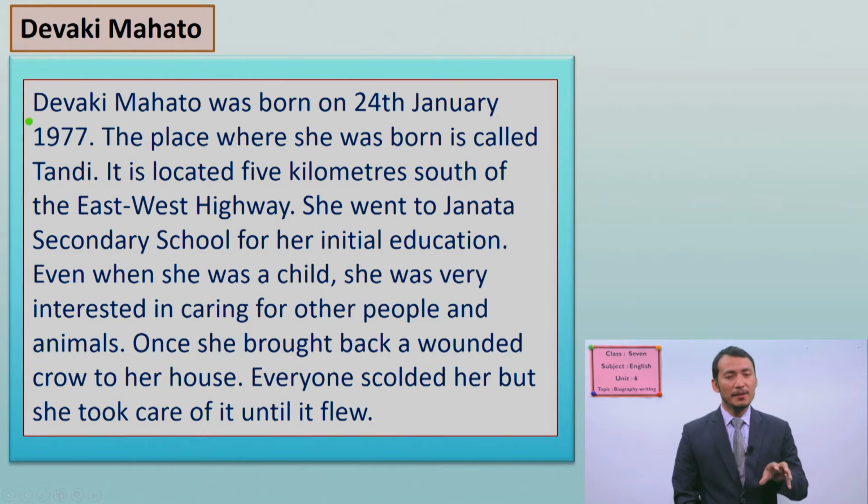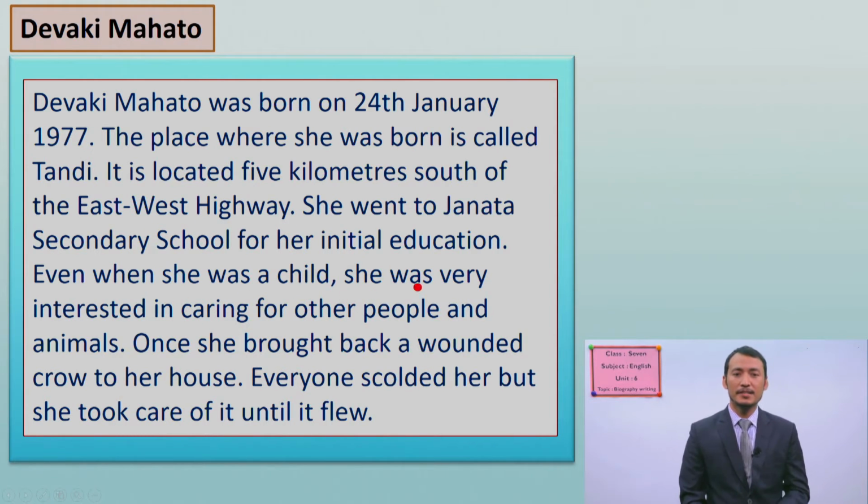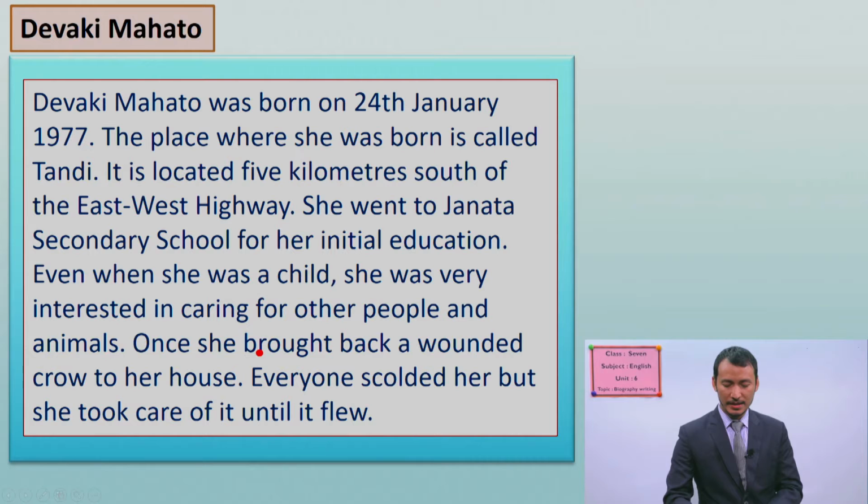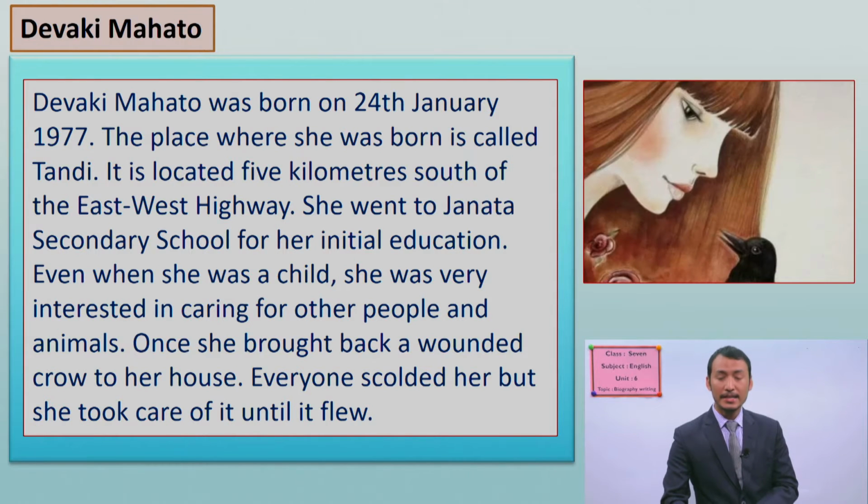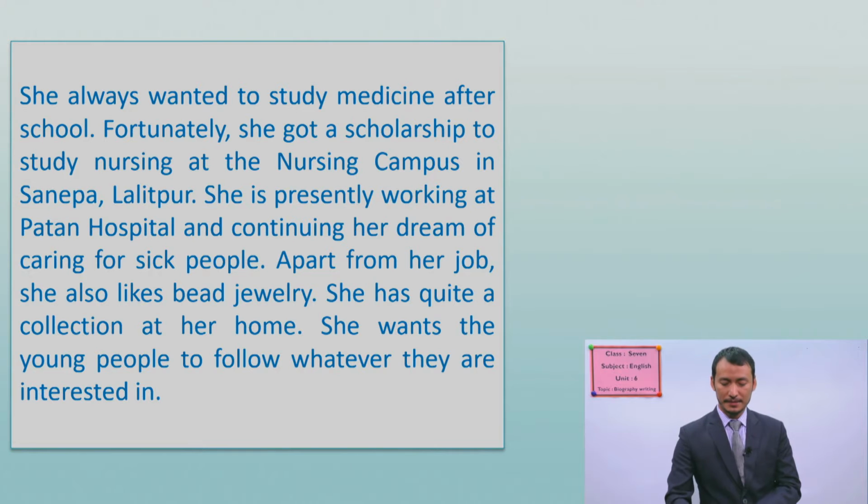Well, students, we find the information about the person, like the name of the person here, and date of birth, and the place of birth, and her study, her school, and we find her interest or childhood memories here. So these are the information that we get from the first part of the biography. Now let's have a look at the second part.